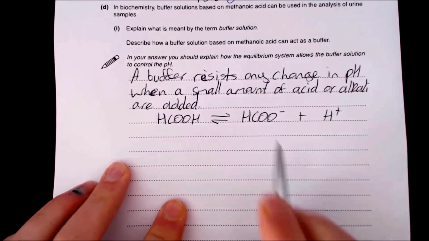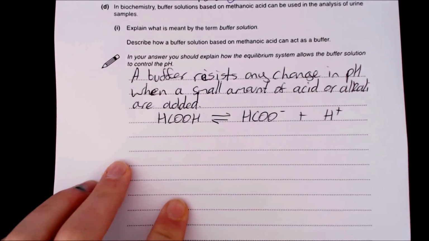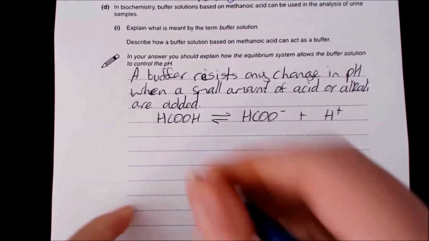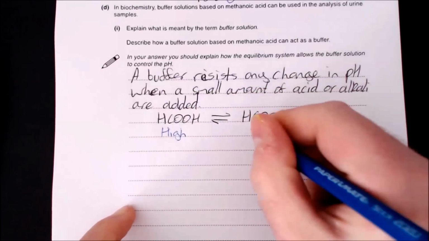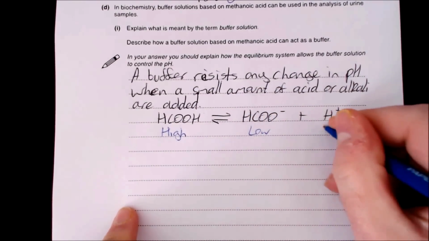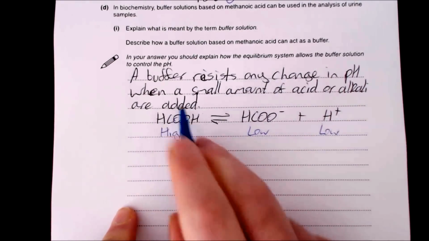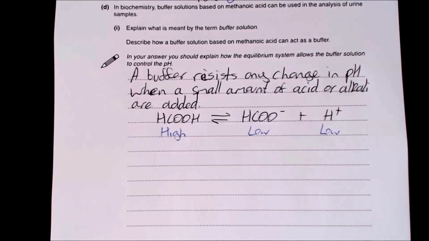But because it's a weak acid, it doesn't dissociate fully. So what we have is actually quite a high amount of this, relatively speaking, and low amounts of these two here. Because it's a weak acid, it doesn't dissociate to produce these very much.